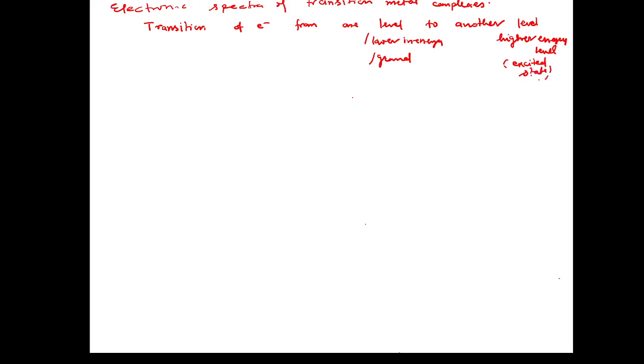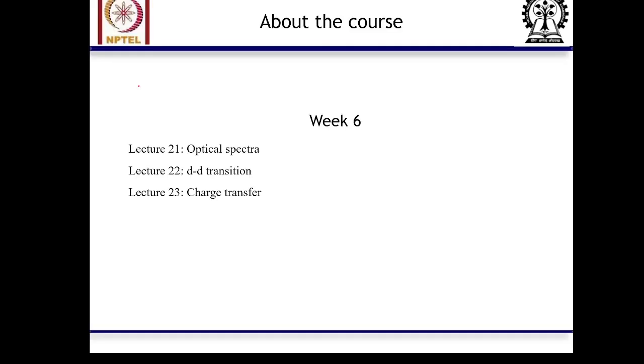So the transition of an electron from one level which is lower in energy, or we basically call it the ground state, to the higher energy level which is an excited state, involves absorption of energy at a particular wavelength, giving electronic spectra.